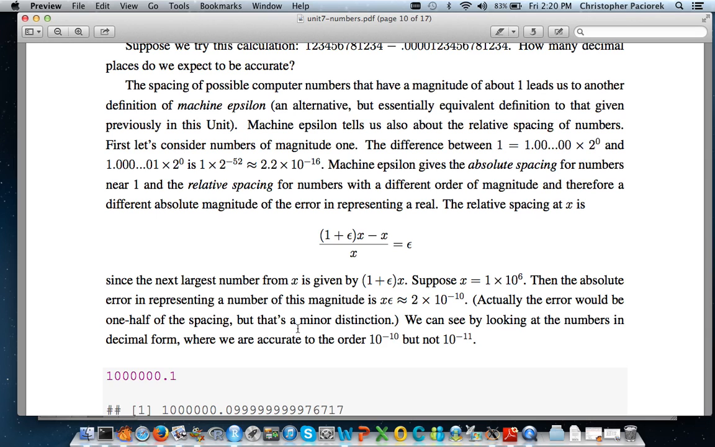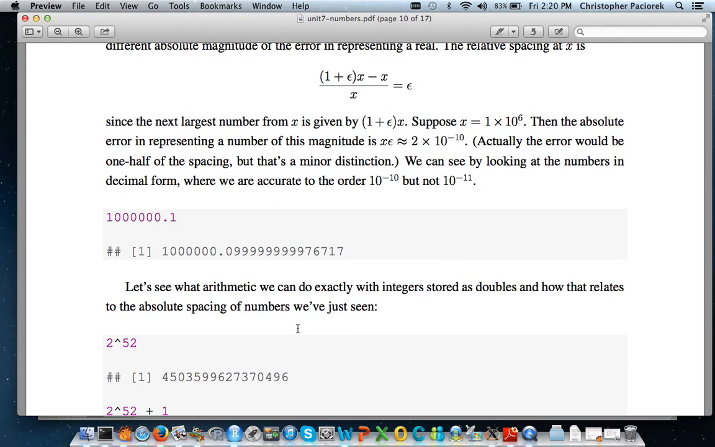And so here's an example. If I try and write out 1,000,000.1, indeed I've got basically 6 places here, and then I've got 10 here, and then I've lost accuracy at that point.